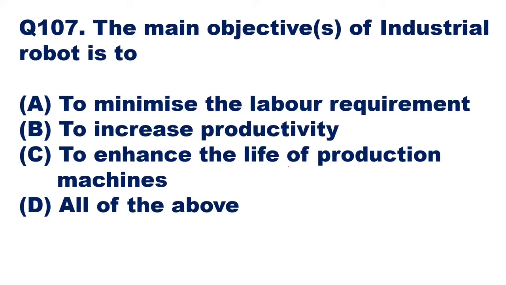Then we'll go to the next question, question number 107. The main objectives of industrial robots are what? Option A is to minimize the labor requirement. That is true, it will minimize the labor, the human power. To increase productivity, fine. It is going to have good efficiency and it will increase the productivity. Option C is to enhance the life of production machines. Yes, obviously it will enhance the life of production machines. So all the above are the objectives of industrial robots. So all the above is the answer here, option D.